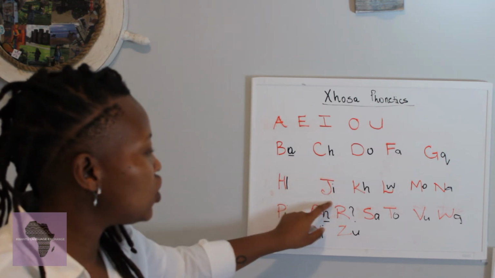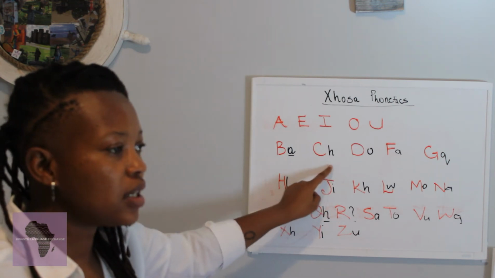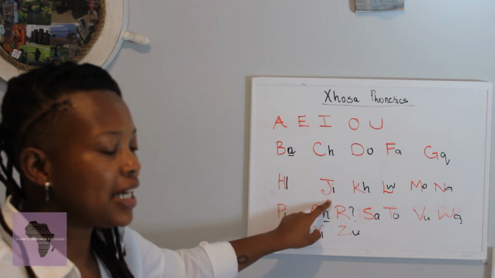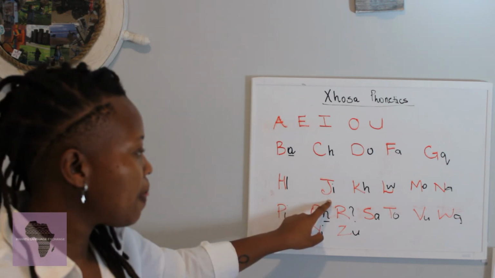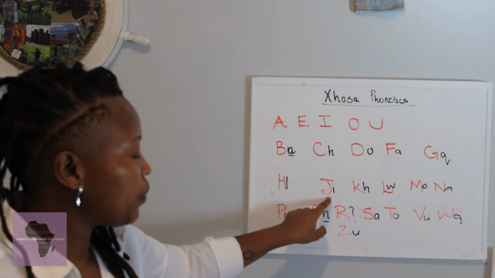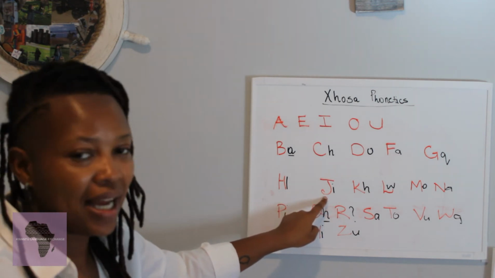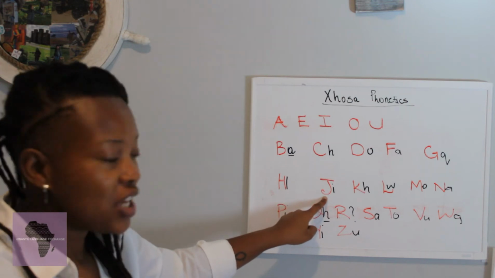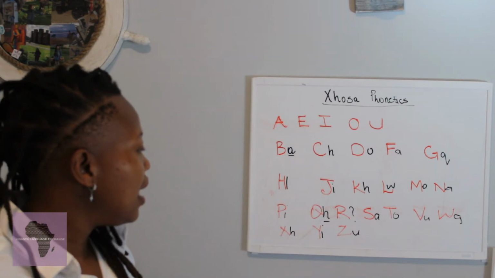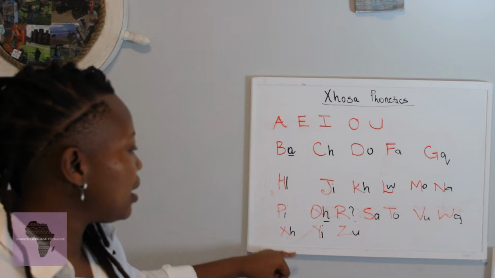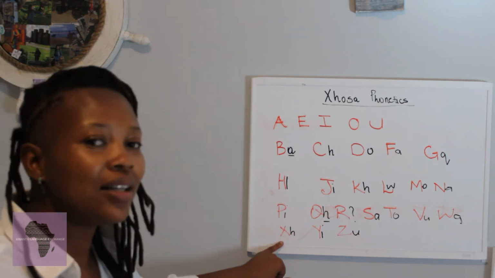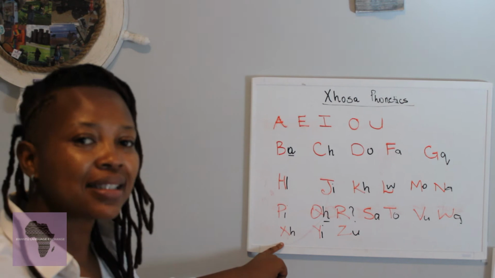And then we have this sound here, J makes a J sound. That's what you hear when I say unjani. That is NJ. Without the N, it's just J. So you'd say jika, turn around, jika, right? Another click would be the XH, k. That's Xhosa, k.